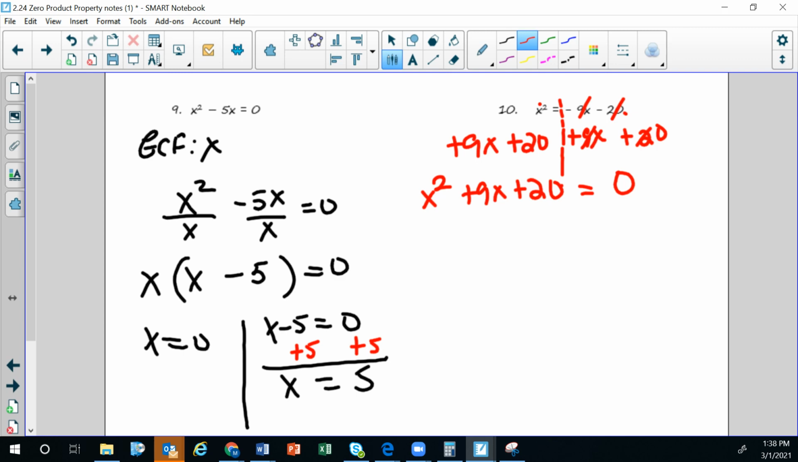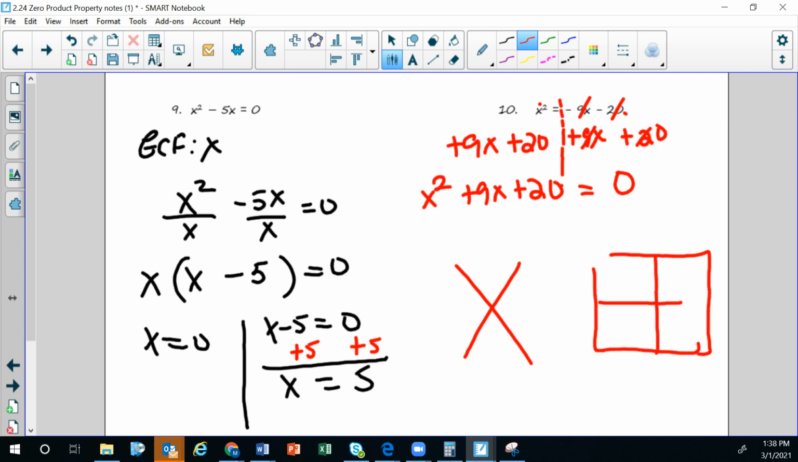All right? And so if I factor, using my x box now, first box is going to be x squared. Last box is going to get 20. And you find these two. Well, we know the top is going to be 20, right? And the bottom is going to be 9. And what two numbers, when I add them, give me 9, and when I multiply them, give me 20? That's 4 and 5. So this is going to be 4x, and this is going to be 5x.